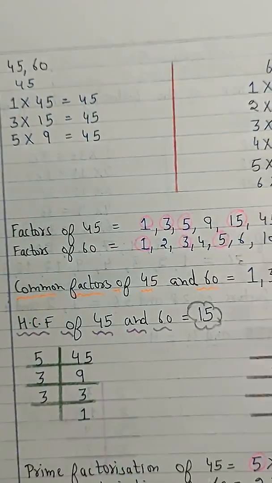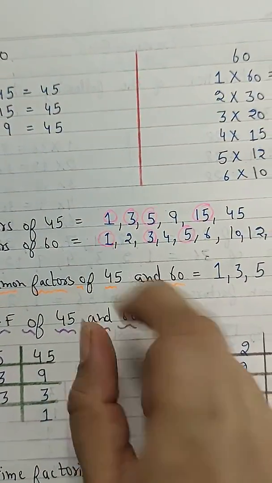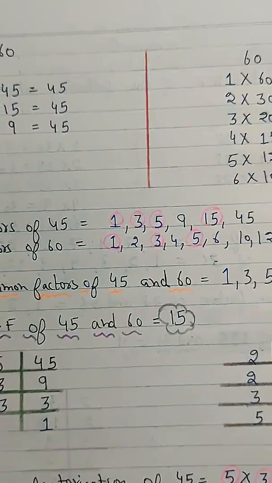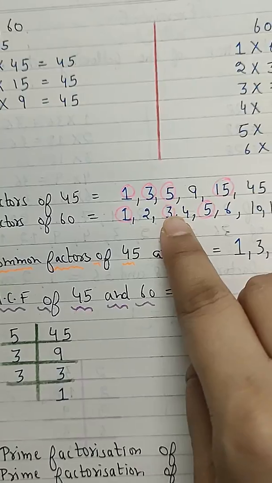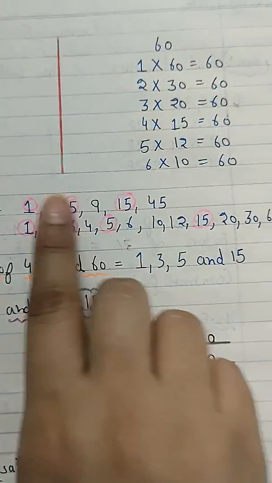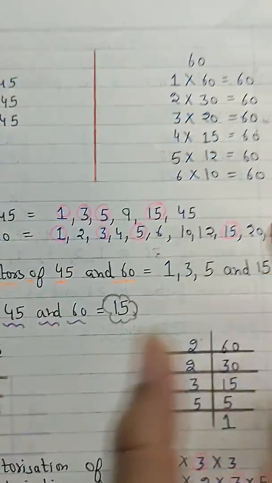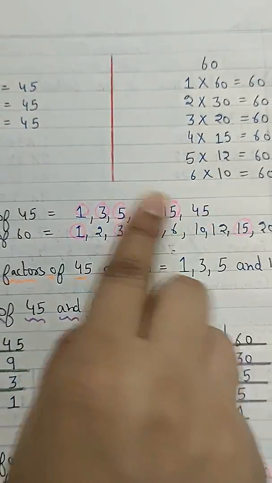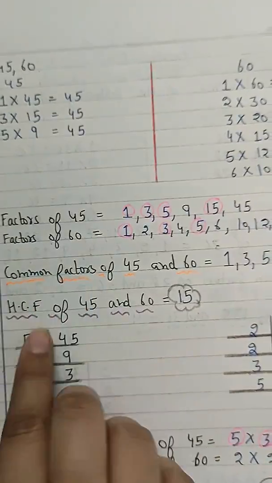Now we have to find the common factors. So 1 will always be common, okay. 1 is a factor of all the numbers. Now 3 is common, 5 is common, 15 is common. So which one is the biggest number when we are finding the common numbers? As you can see, 15 is the biggest common factor, that is the HCF.